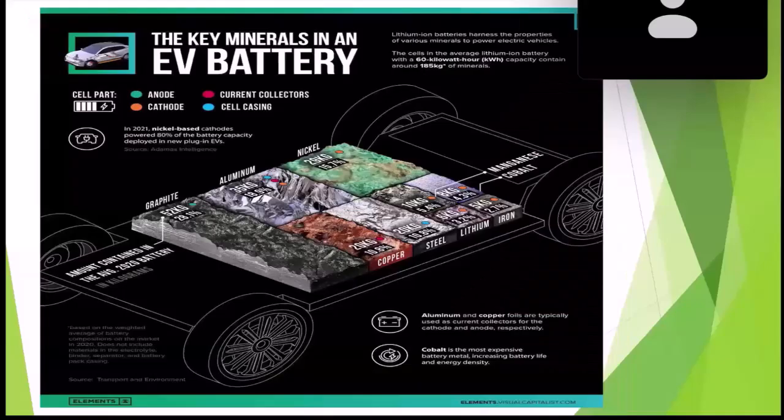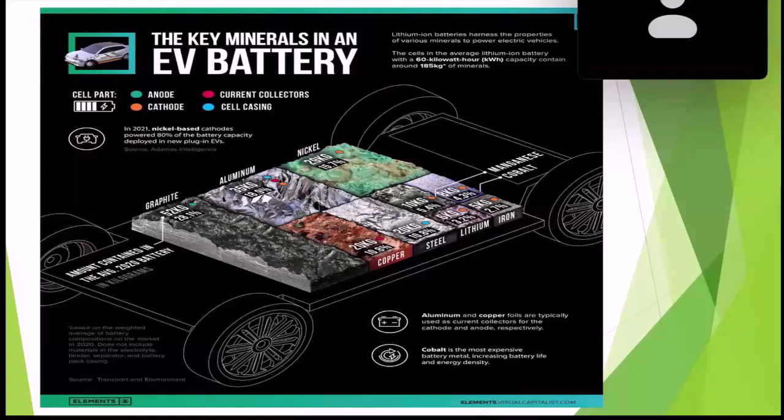So in order to construct a typical 60 kilowatt battery, as used in the Tesla Model S vehicle, it requires 185 kg of various minerals. Among that, 28% is graphite.